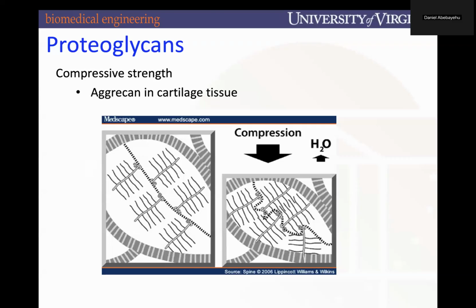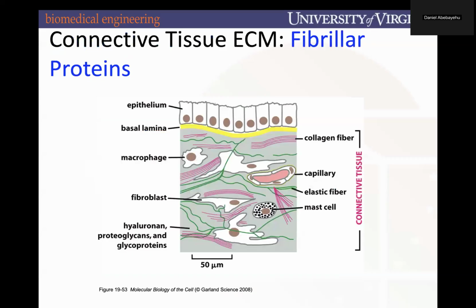All right, I'll keep moving forward. And again, if there's a question that percolates to your mind, please feel free to jump in mid-slide. So with a connective tissue ECM, we talked about proteoglycans. We're now going to talk about fibrillar proteins. The first fibrillar protein that we're going to focus on is collagen.